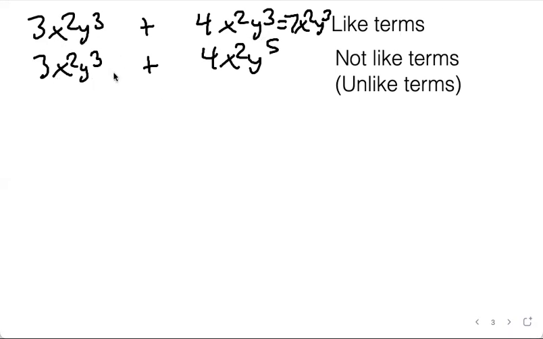But what if we have 3x squared y cubed plus 4x squared y to the 5th? Well, now we're adding different things. So that's not going to be as simple. Is that going to be 7x squared y cubed? No, because there's only 3 of that thing. Is that going to be 7x squared y to the 5th? No, because there's only 4 of that thing. So yeah, this is not as simple. We can't just do 3 plus 4 and get the correct answer. So your main takeaway from this, hopefully, should be like terms are simple to add, unlike terms are not.